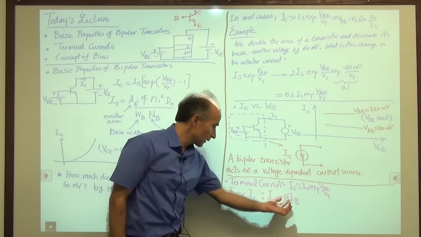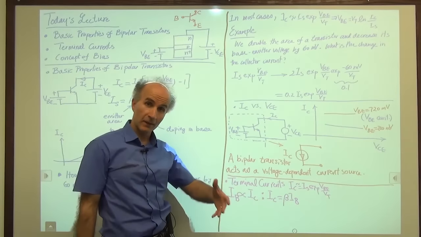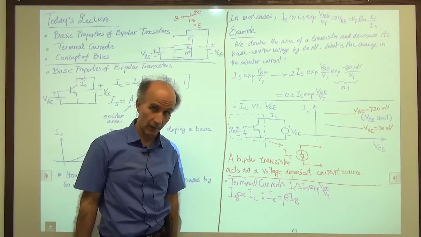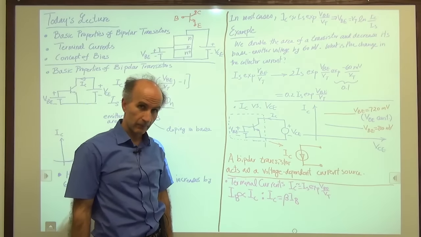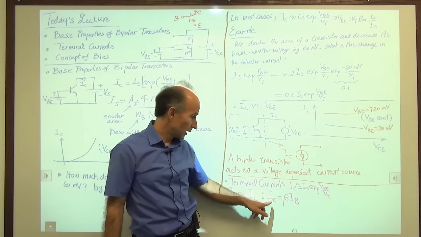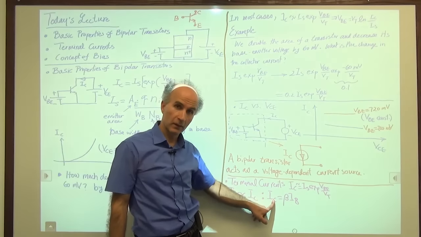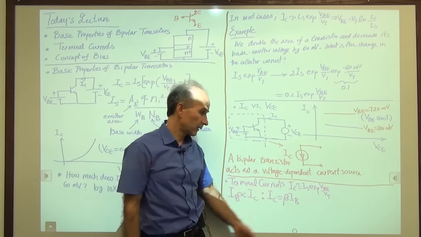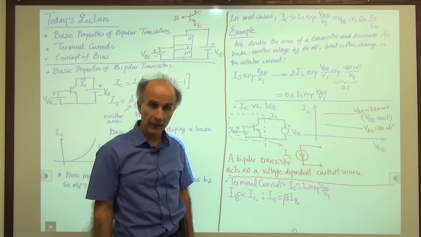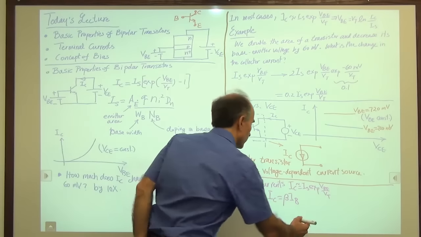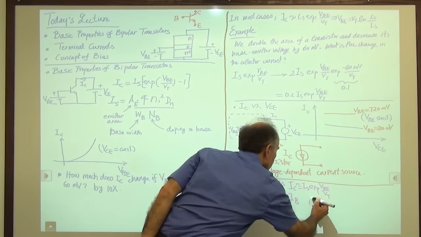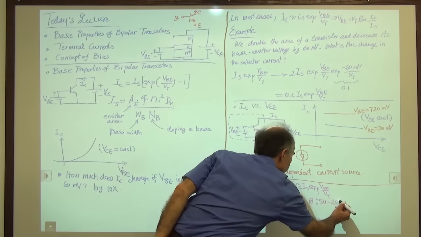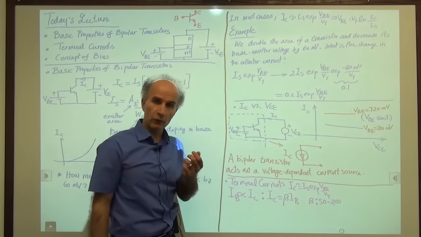So, of course, these are still proportional. But beta is now a number greater than 1. In fact, much greater than 1. Because we said for every 100 electrons here, we have like one hole here, right? So beta is maybe about 100. In practice, it's somewhere between 50 to 200, approximately. But it depends on the type of the transistor itself.